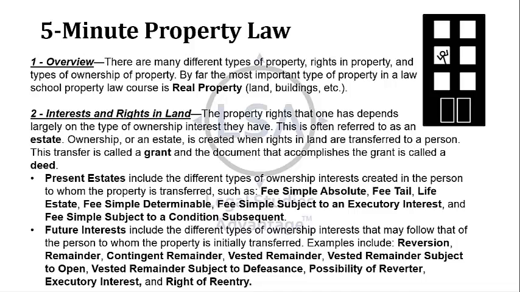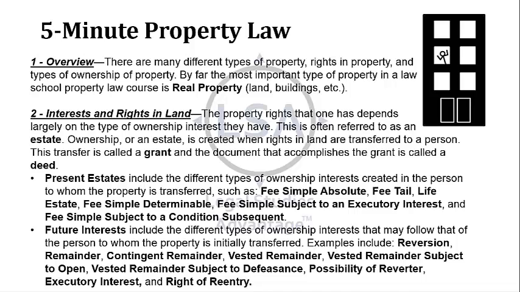Number 2, interests and rights in land. The property rights that one has depends largely on the type of ownership interest they have. This is often referred to as an estate. Ownership, or an estate, is created when rights in land are transferred to a person. This transfer is called a grant, and the document that accomplishes the grant is called a deed.